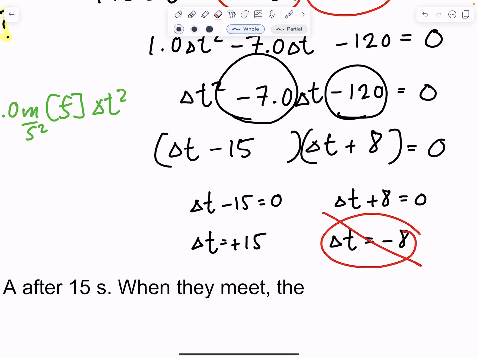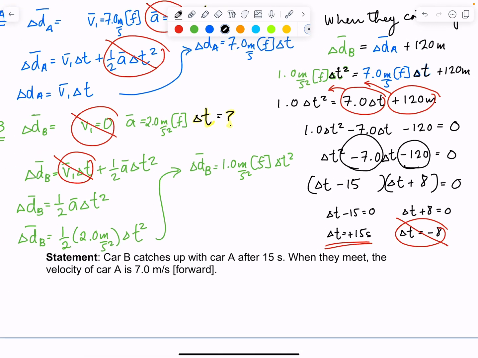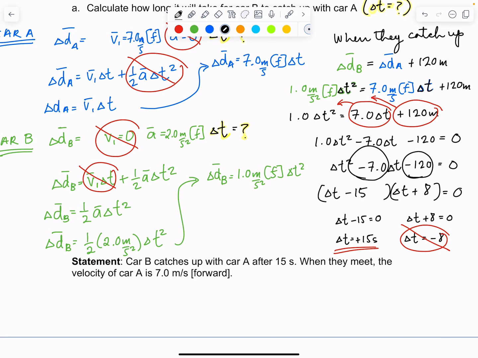So our answer is 15 seconds. So we can write a statement. Therefore, car B catches up with car A after 15 seconds.